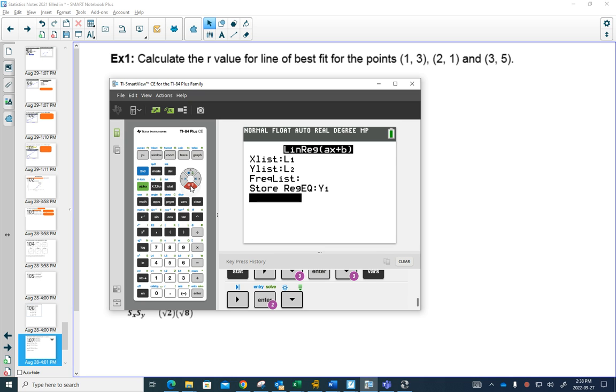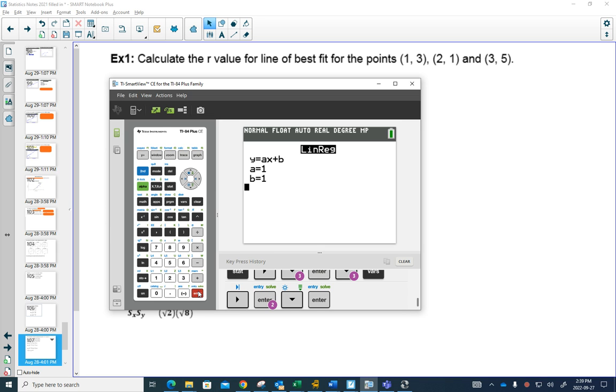So I calculate this line of best fit, and it calculates a, b, and so on. Does anyone's calculator, did it say R and R squared on it?